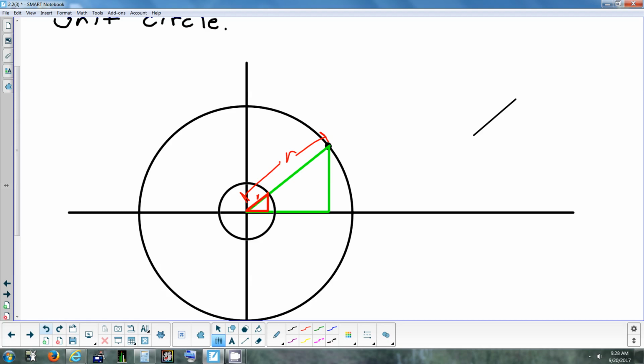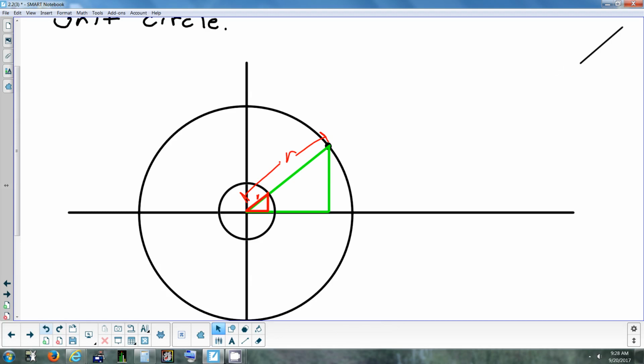Now, what if the radius is R? What would I scale it by to force the hypotenuse to be a 1 again? What's the pattern here? Yeah? Dividing it by itself. So if the radius is r, you would divide by r. And that's the whole key.